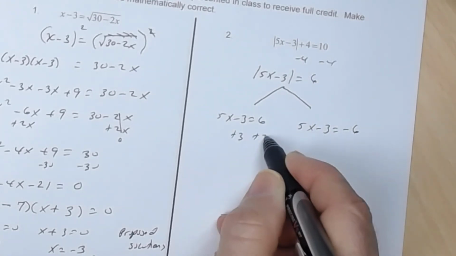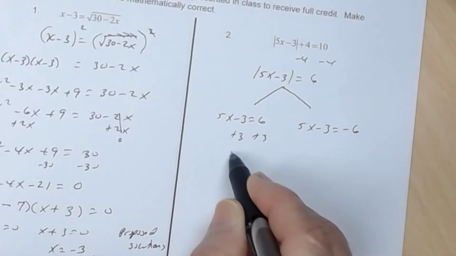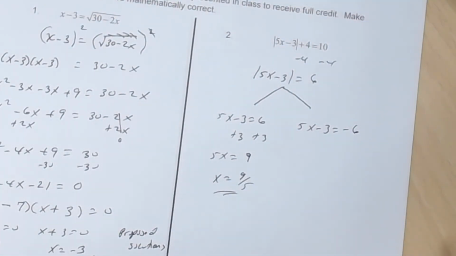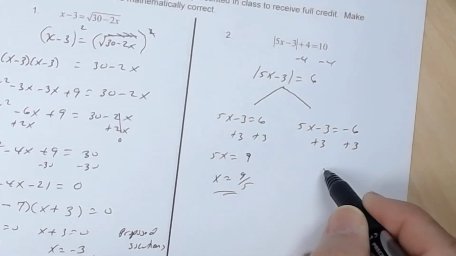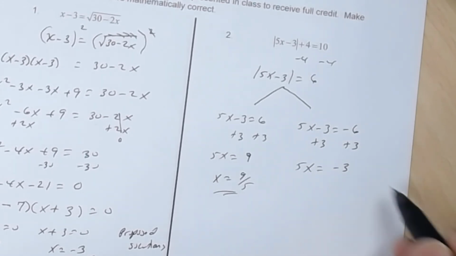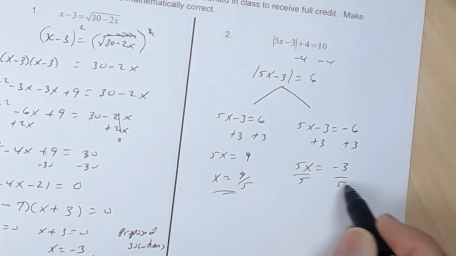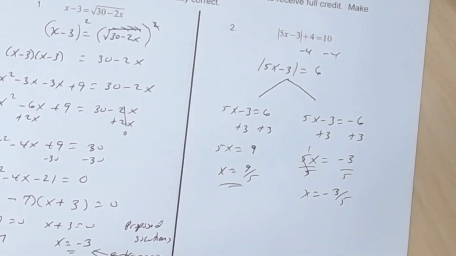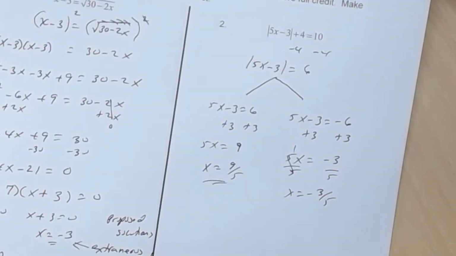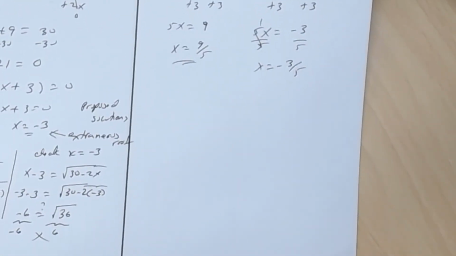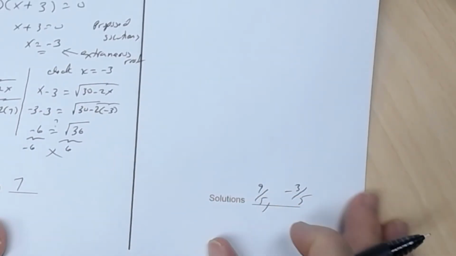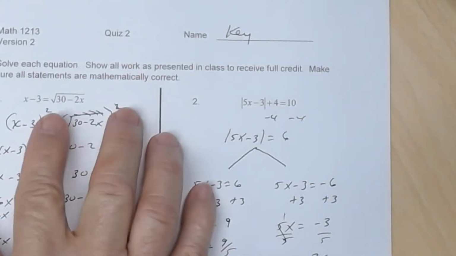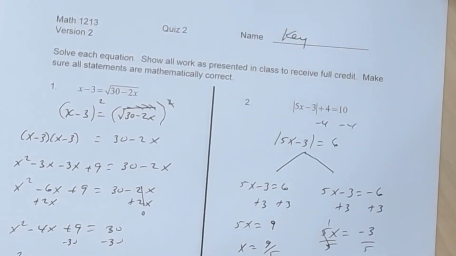So I'm going to add 3 to both sides, and so I get 5x equals 9, and so x is 9/5. So that's one of your solutions. Over here, I'm going to add 3 to both sides. I get 5x equals a negative 3. Dividing both sides by 5, I get x to be a negative 3/5. All right. Now you don't have to check these, but you could if you wanted to, but those are your solutions. So the solutions are 9/5 and negative 3/5. All right. So that's going to take care of the key to quiz 2 version 2.